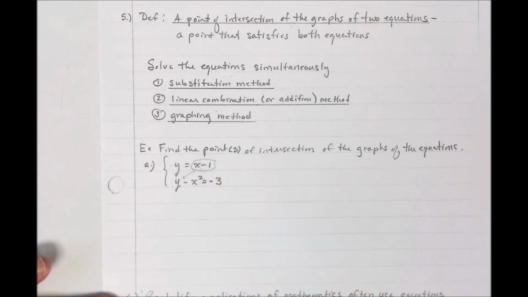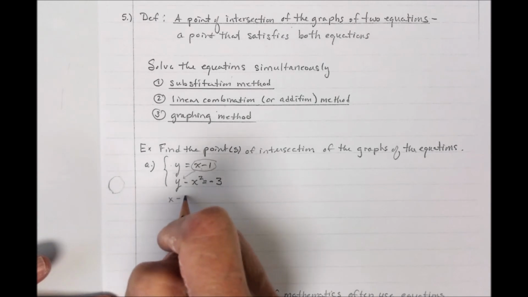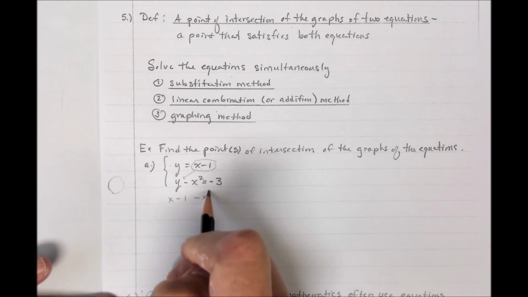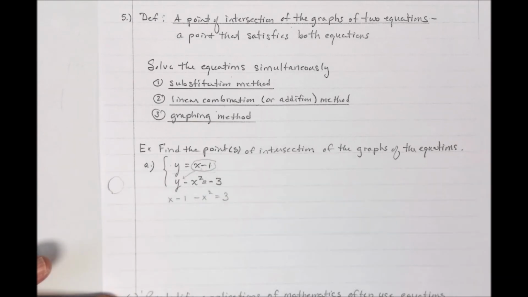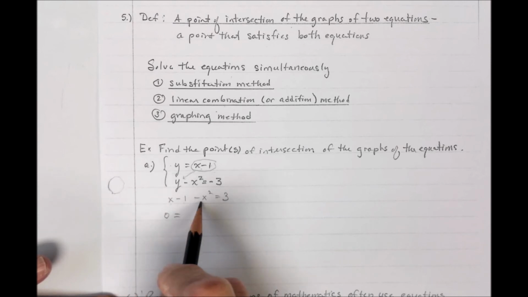Now this should look really familiar because you did this way back in Algebra 1, Algebra 2, and last year in pre-calculus. I get x minus 1, that goes in for y, minus x squared is equal to -3. This is going to give me an equation with only one variable, which I should be able to solve. Because it's quadratic, I'm going to bring everything to one side here. So I'm going to subtract x, add 1, and add x squared.